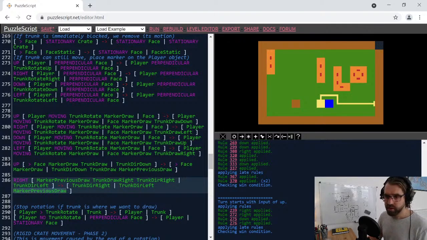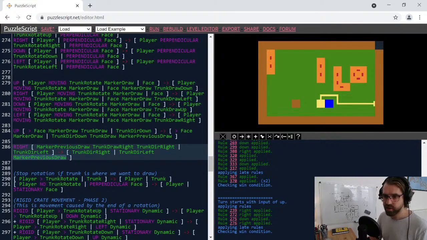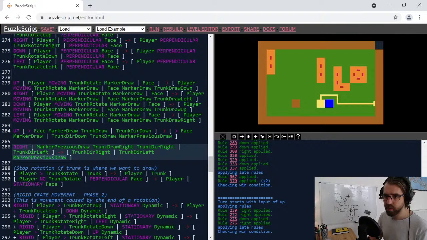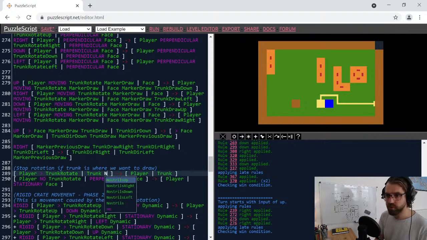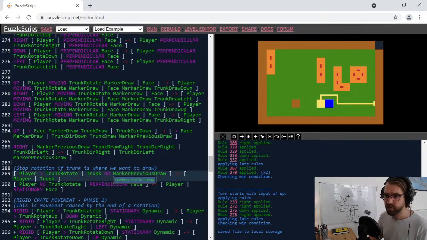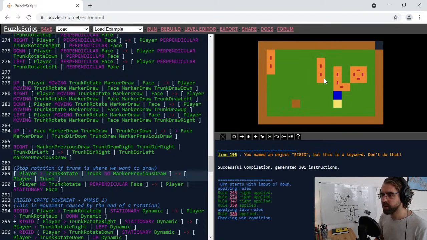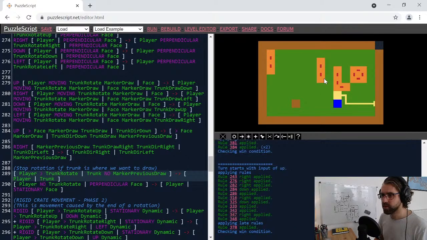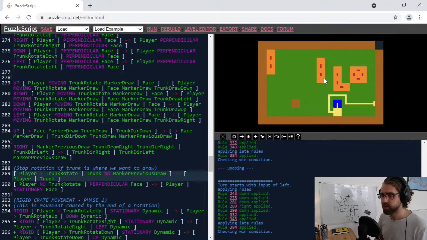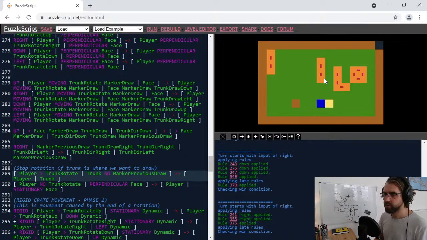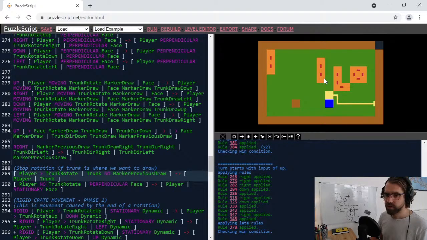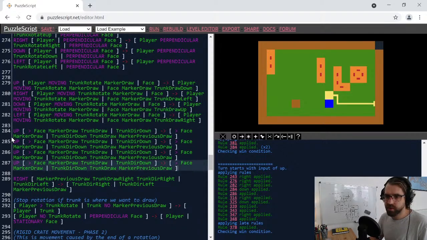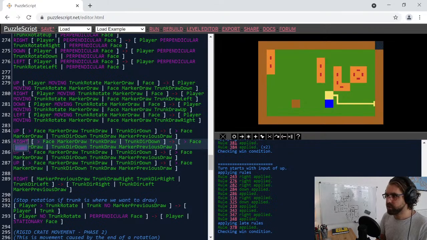Then we stop rotation if there's a trunk with a marker previous draw, if no marker previous draw is there. That might work in one of the cases. Yes. Okay, and it breaks the other case. That's all right. That case works. That's nice. In which case I need to duplicate this for the other three directions. All right.